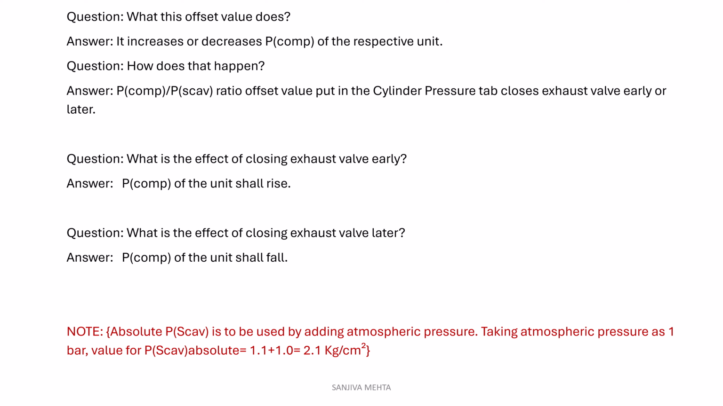So what is the effect of closing the exhaust valve early? If you close the exhaust valve early, Pcom should rise. If for some unit you have to reduce the Pcom compression pressure, what do you do? Delay the closing. In this case, the offset value will be negative, and the exhaust will close later. Again, I'm reminding you, absolute pressure P scale is to be used by adding atmospheric pressure. Taking atmospheric pressure as 1 bar, the value for P scale is 1.1 plus 1, 2.1. If you have the actual value of atmospheric pressure in the machinery spaces, put that value.